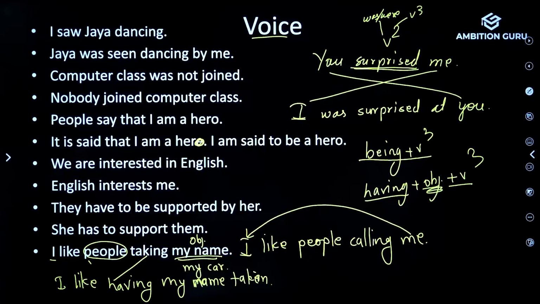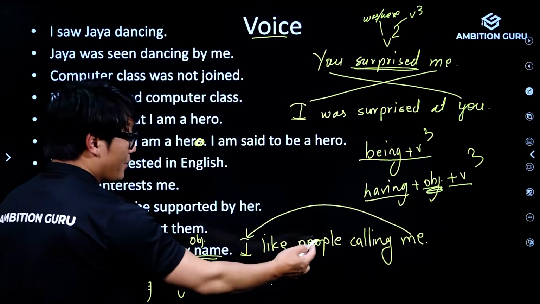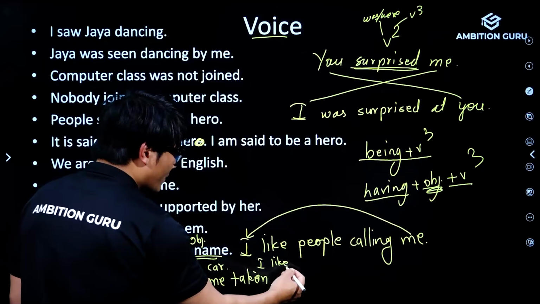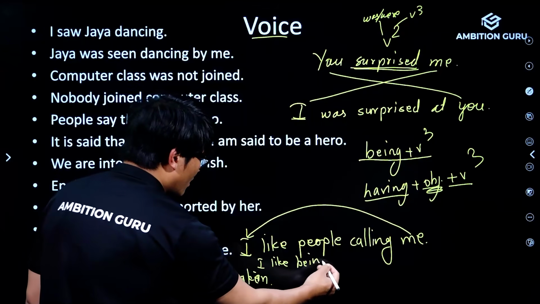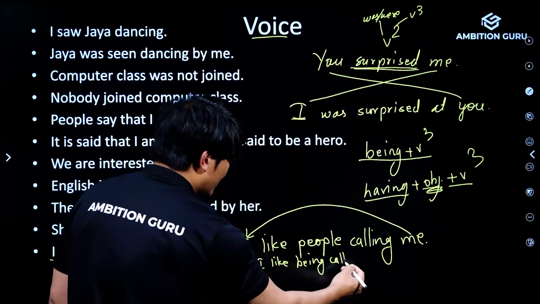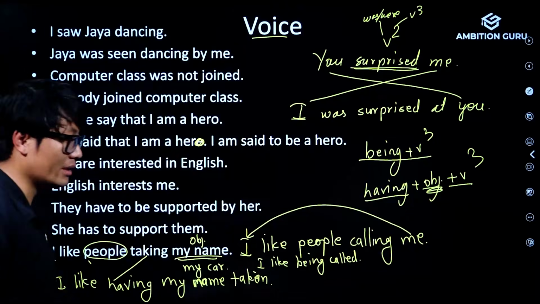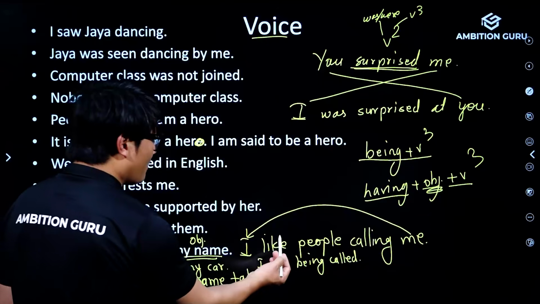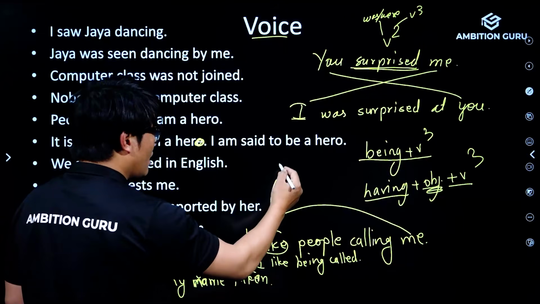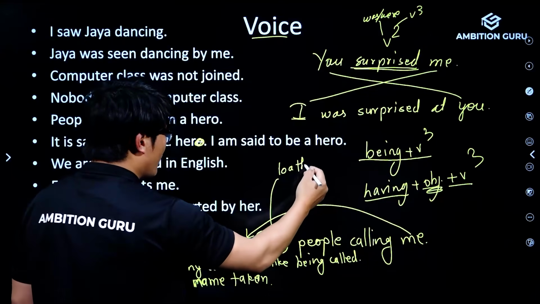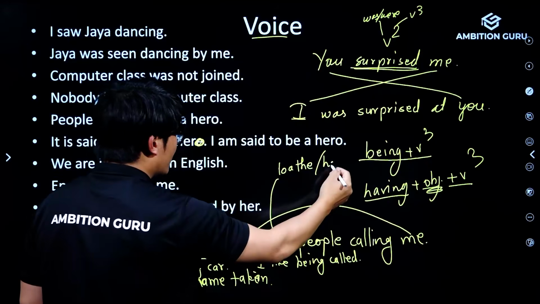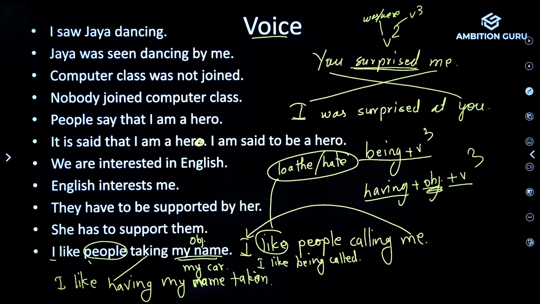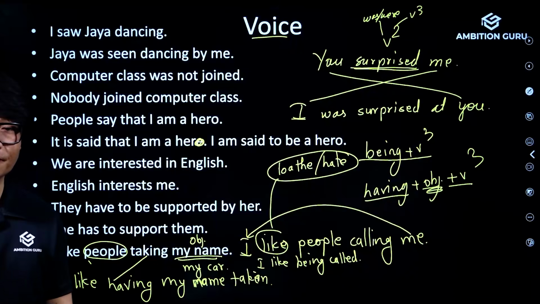Clear? Part 3. But you can see here, I like people calling me. So we write like this: I like being called. Part 4 should be changed to part 3. I like being called. And you need to understand, in the place of like, here can be loathe also, or it can be even hate. Loathe and hate both have the same meaning, just the words are different.